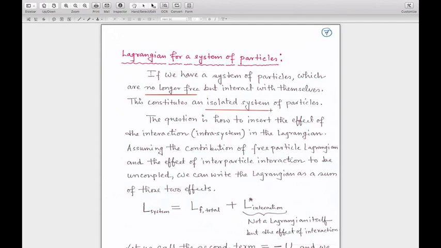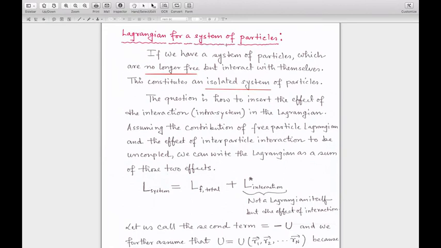A closed system, thermodynamically speaking, can exchange energy but cannot exchange mass with the exterior. But an isolated system can neither exchange energy nor exchange mass. Such an isolated system of particles which are mutually interacting with each other is our center of interest for now. The question is how to insert the effect of interaction in the Lagrangian.